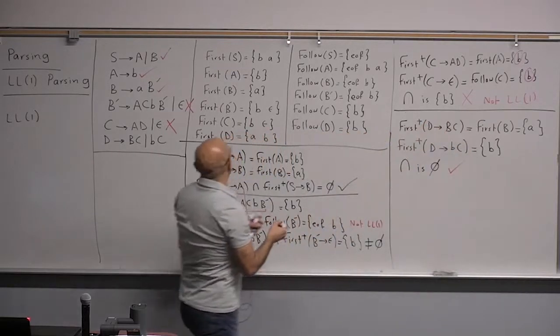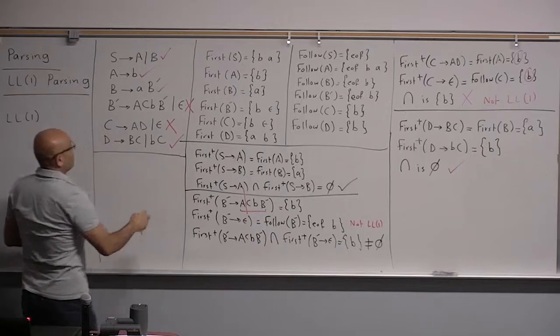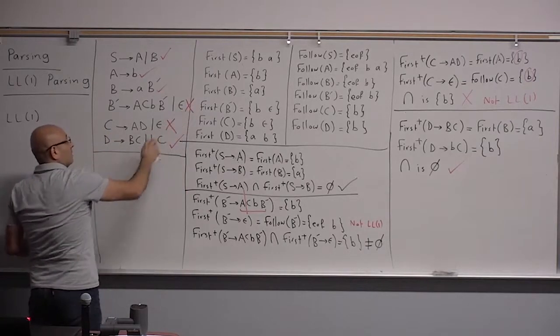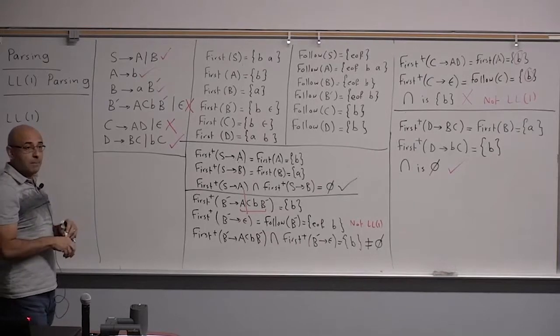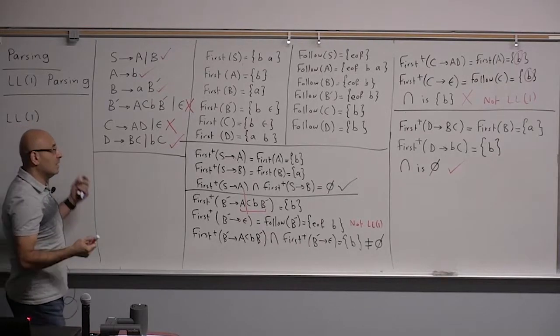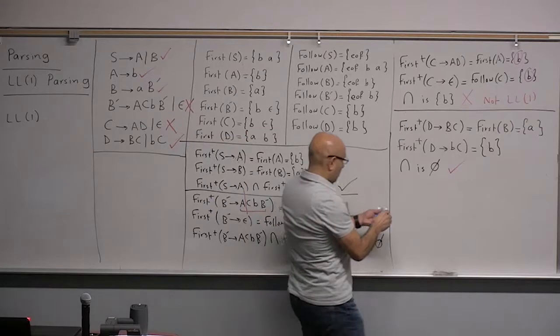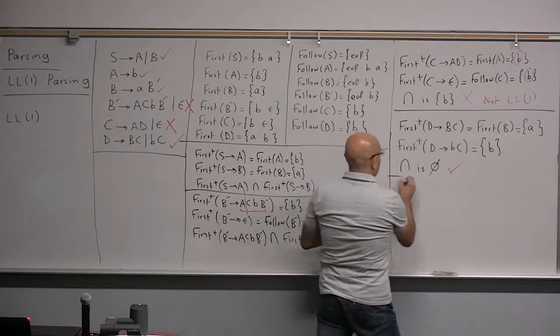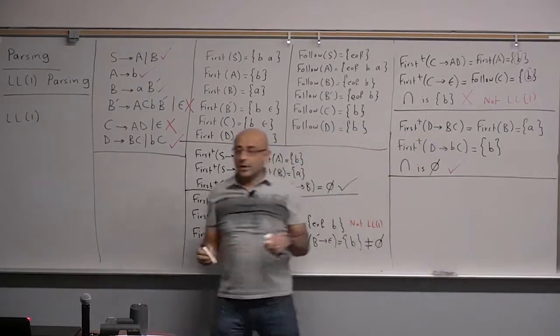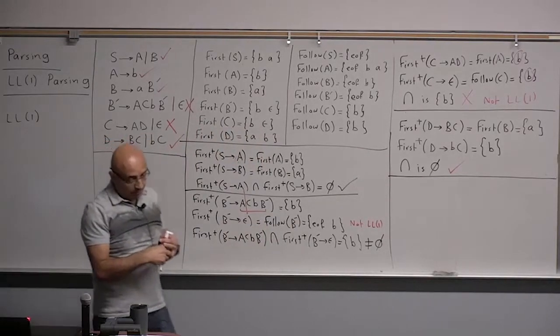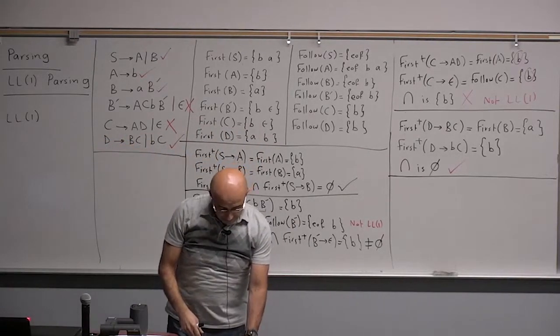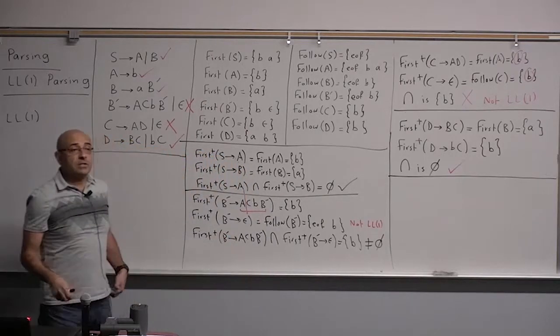But we have two problems. So this is good, this is not good, this is not good, and this is good. So what does this mean? It's not good. It's not LL1. Okay, any questions on this procedure?